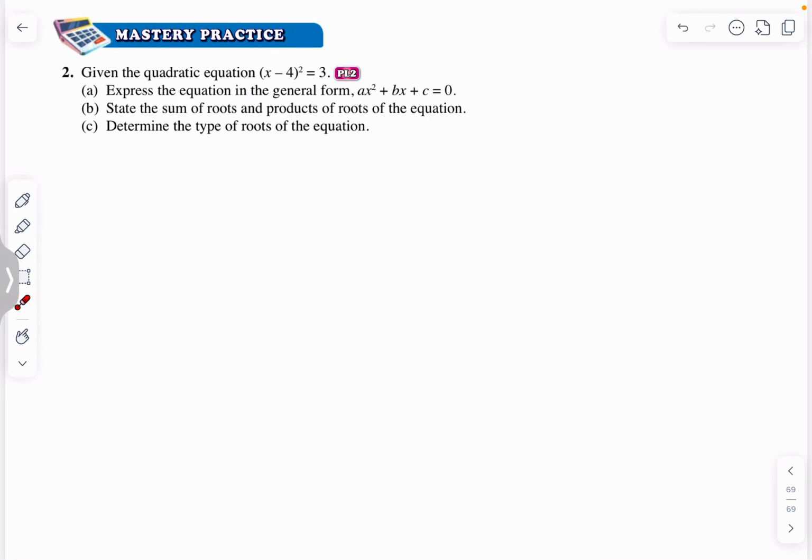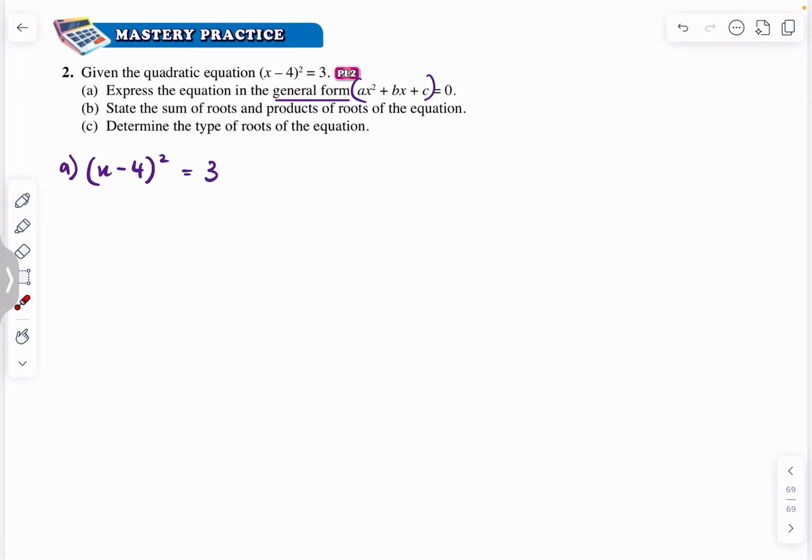Question 2. Given the quadratic equation is this, A. Express the equation in general form. So this is the general form. So to get there, we just have to expand this. So (x − 4)² equals to 3.